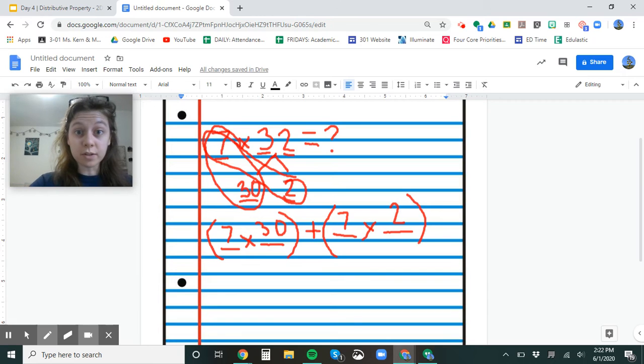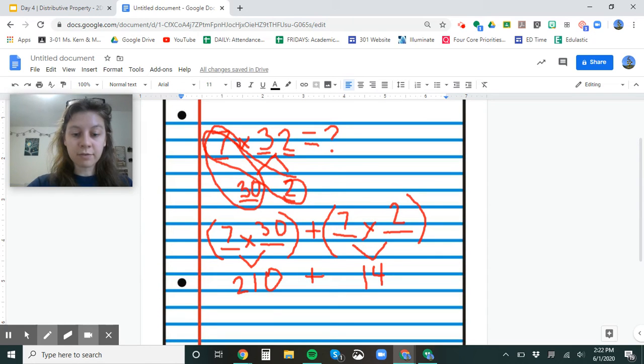Now I'm going to multiply. 7 times 30, well, I can think of this like 7 times 3 tens. So 7 times 3 equals 21, and 21 tens equals 210. Now I'm going to solve 7 times 2. 7 times 2 equals 14.